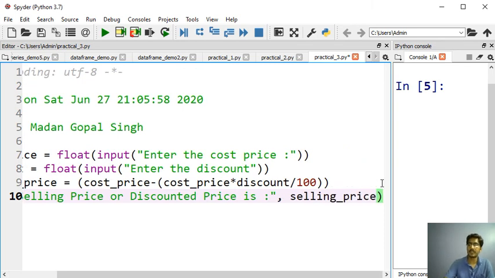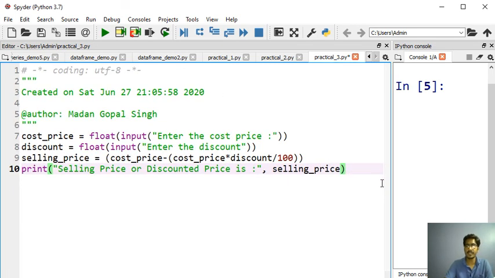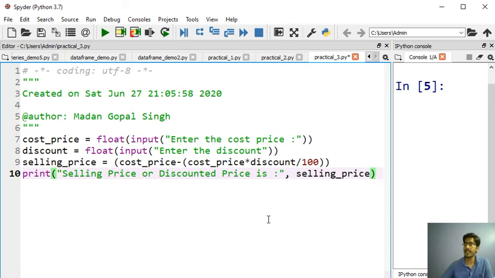Okay, I am minimizing it so you cannot see this. So whatever we have discussed, I have written like this only. We are taking the input from the user, cost price. We are taking the discount. We are calculating the selling price using the formula. Then we are printing the selling price. Now we will run this program. To run, you just click on this green button.